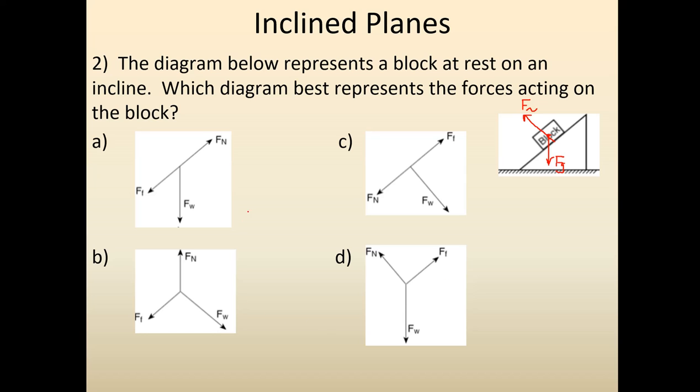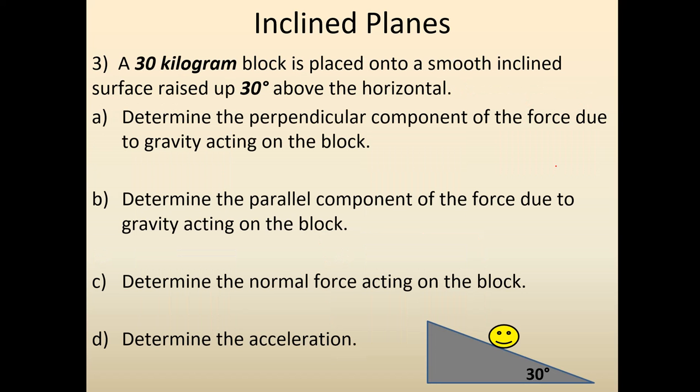So far, the only FBD that looks like that is this one. So Fn going up at an angle, Fg going straight down, and friction would end up acting parallel to the surface. Again, because all the forces that act on this are going to be either parallel to the surface or perpendicular, that's the reason why we're going to be breaking Fg into the perpendicular and parallel components. Here's the next question. Pause the video, work it yourself, and we'll go over it in a second.